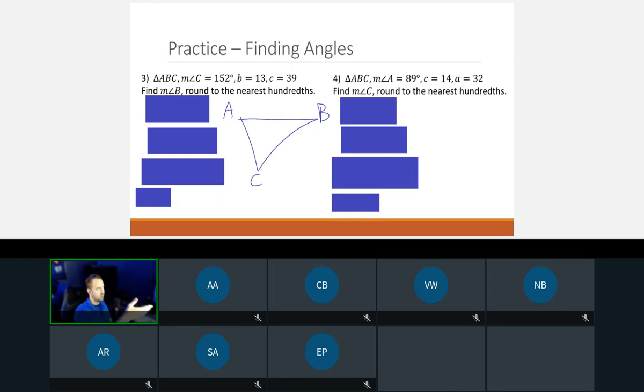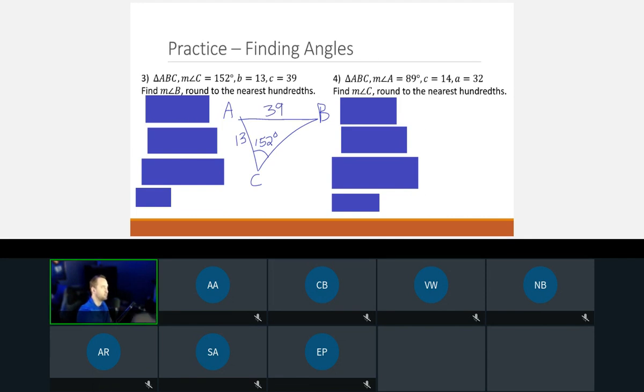It says the measure of angle C is 152, so this angle right here is 152. I'm just going to write that in. Then it says lowercase b, so side b is 13. I look at angle B, opposite of that is side b, so there's my 13. And then lowercase c is 39. I look at angle C, opposite of that is side c, so there's my 39.